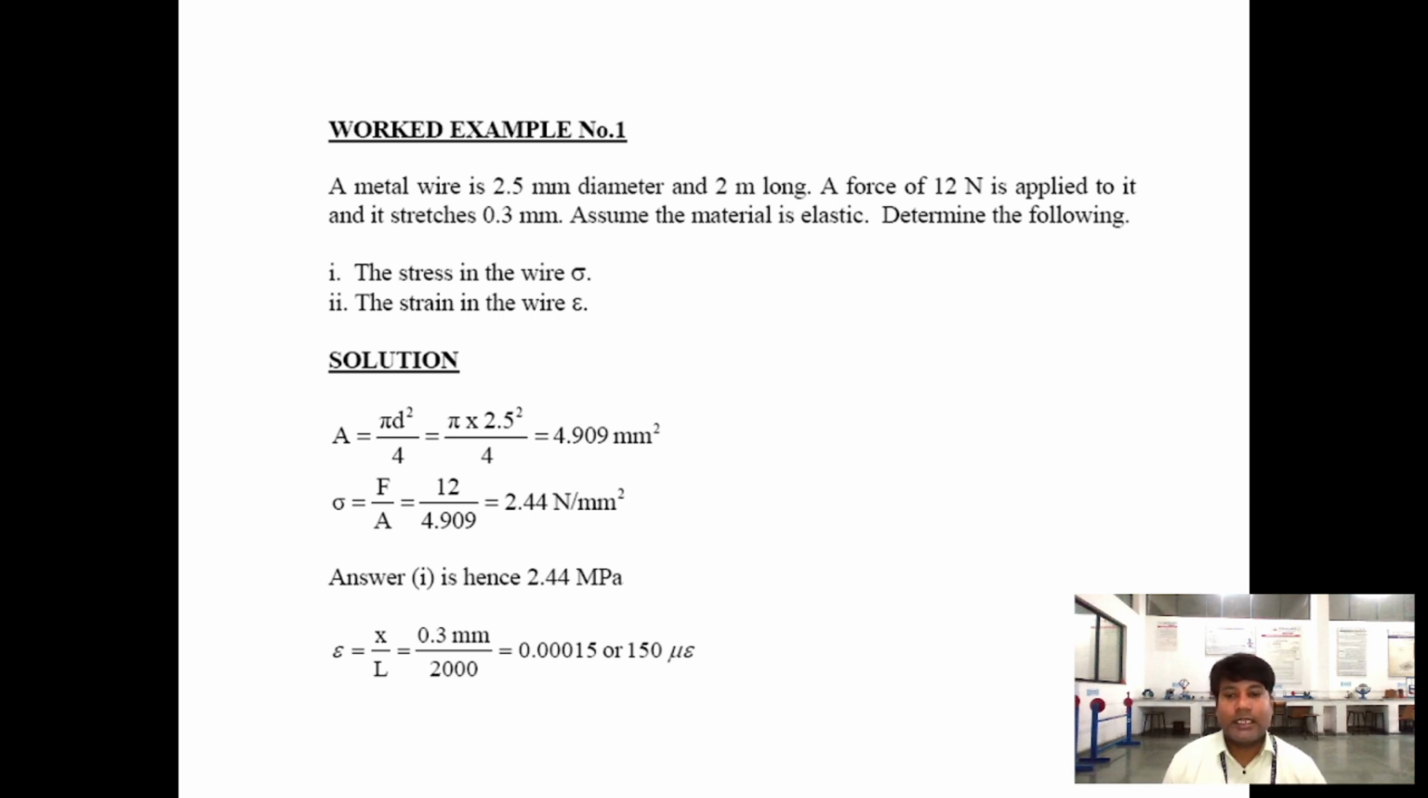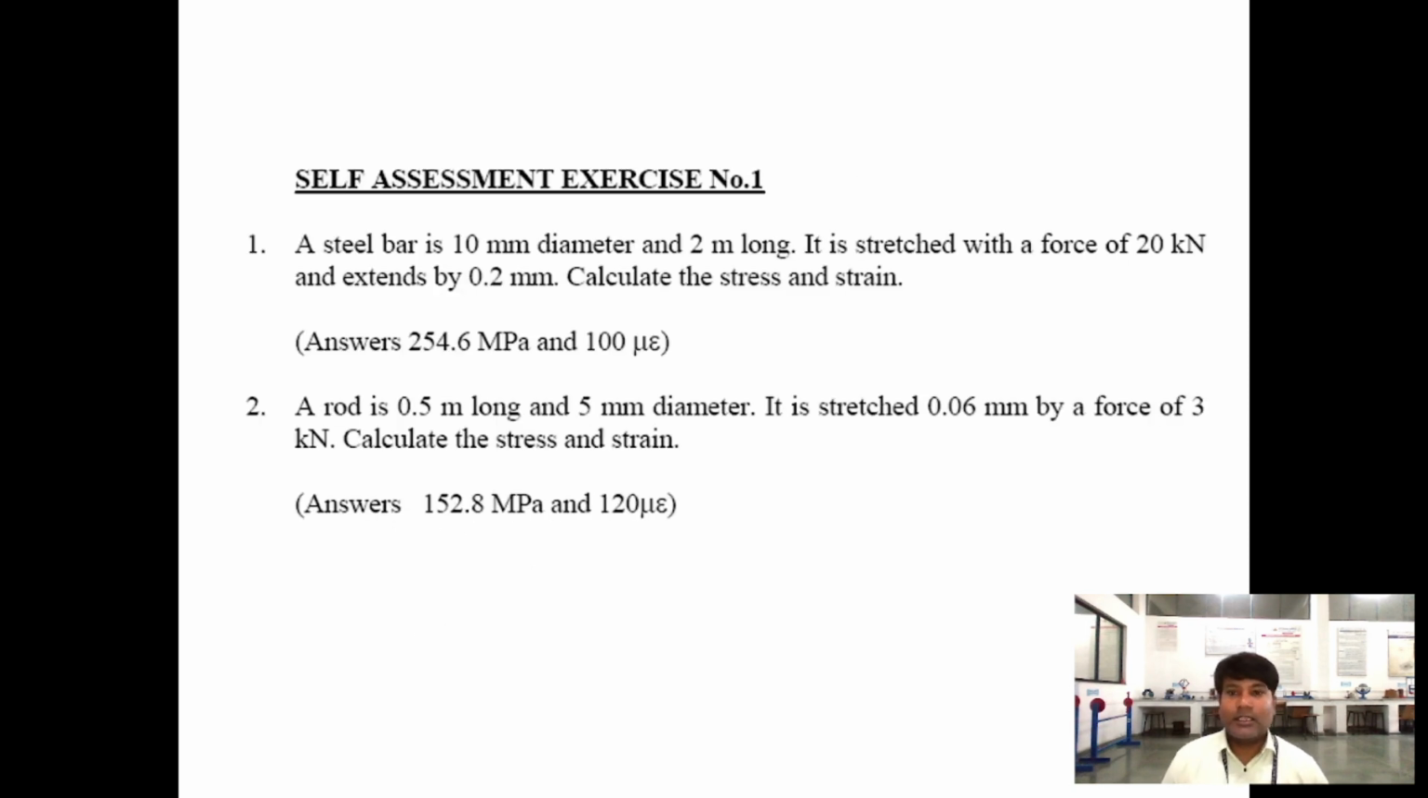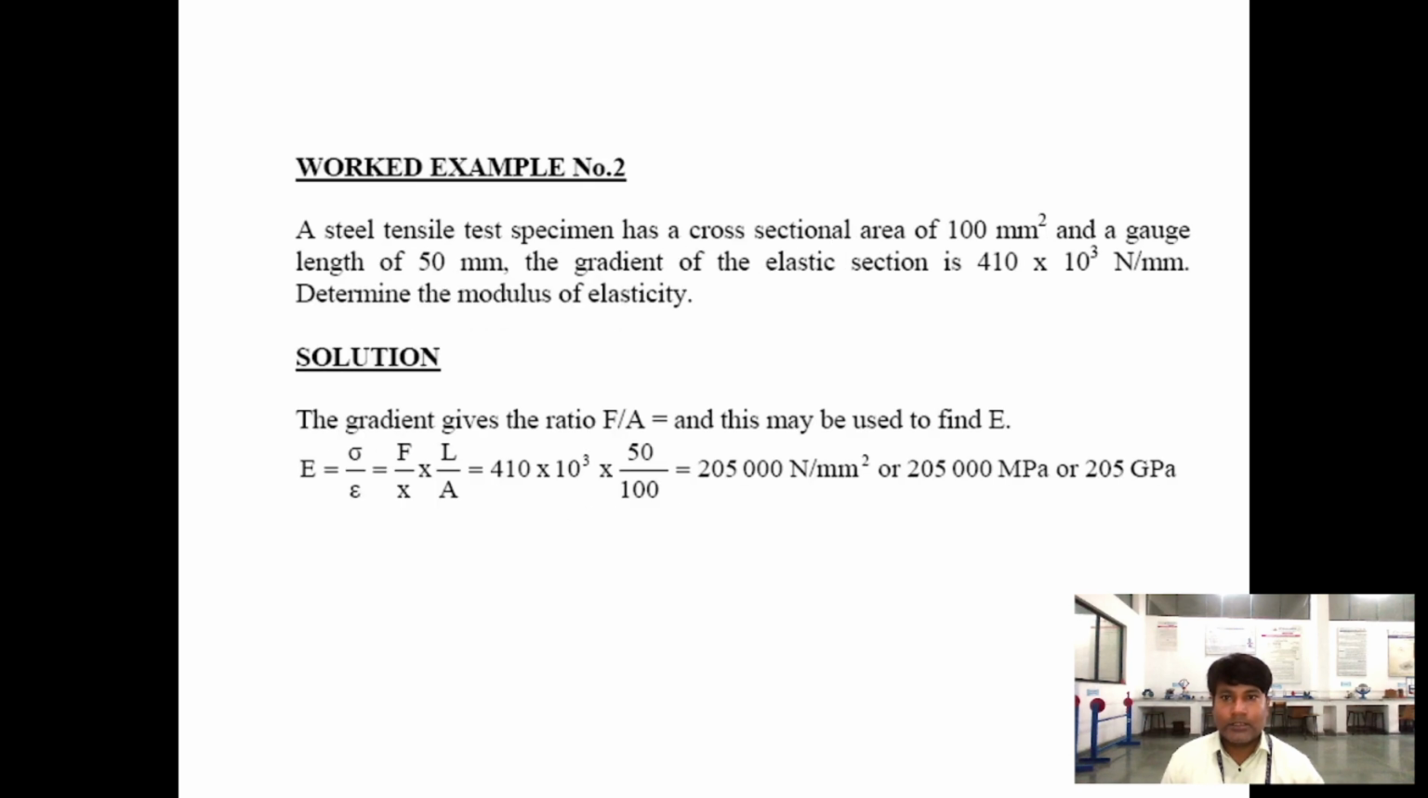And the strain is x upon L, that is the change in length upon original length. So the extension is 0.3, so we will put 0.3, and the 2 meter length we will convert into mm, and then we will get the value of 0.00015, that is the strain. Similarly, there is an assessment if you want to solve that. So you can solve this.